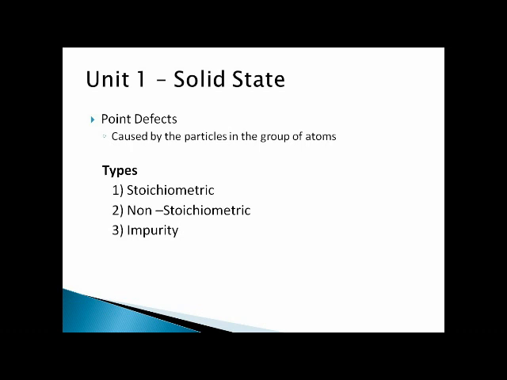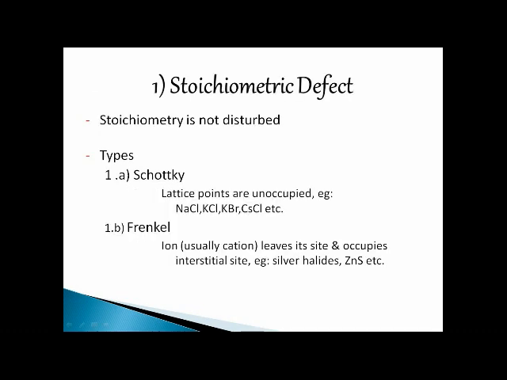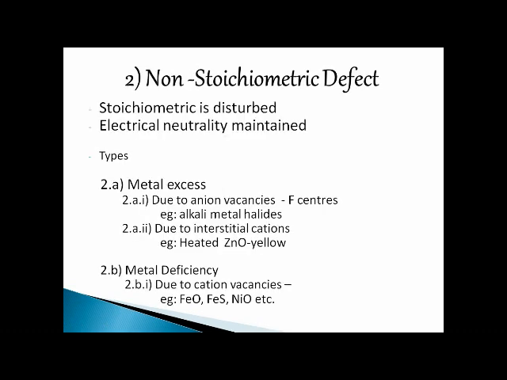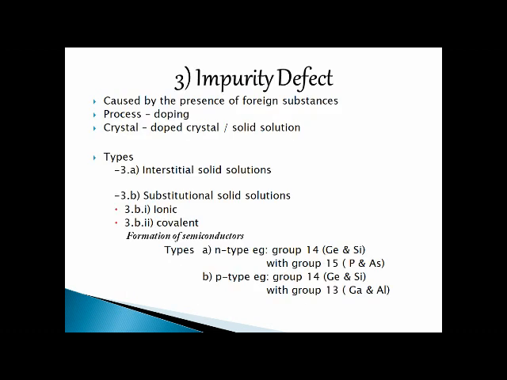Point defect. Let us recollect all once. When we see point defect, there are 3 types: stoichiometric, non-stoichiometric, and impurity defect. Under stoichiometric, 2 types: Schottky, Frenkel. Under non-stoichiometric, 2 types: metal excess, metal deficiency. Under impurity defect, 2 types: interstitial, substitutional.